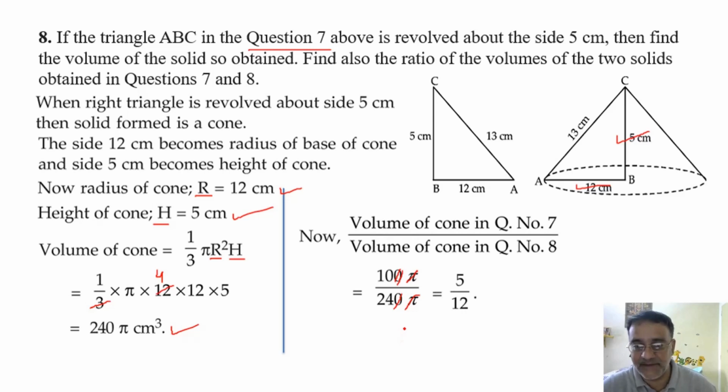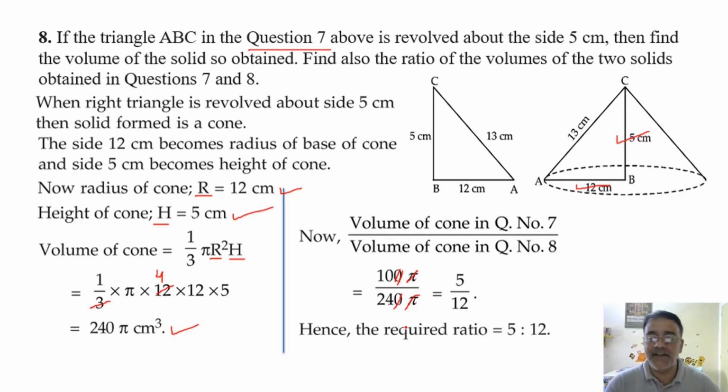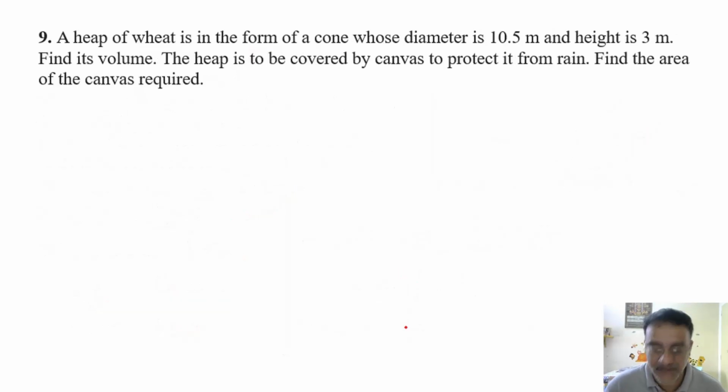5 upon 12. Very good. Hence the required ratio is 5:12. Any doubt in this question? No, sir. Okay, so now we are moving towards question number 9.